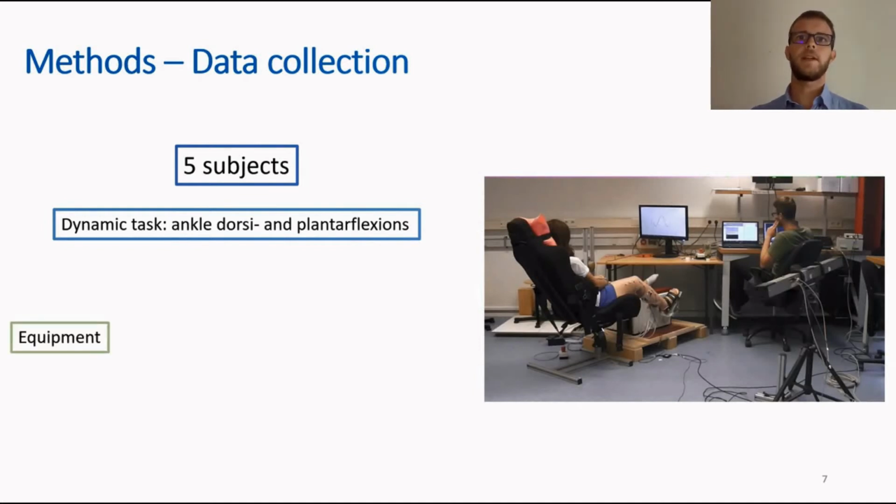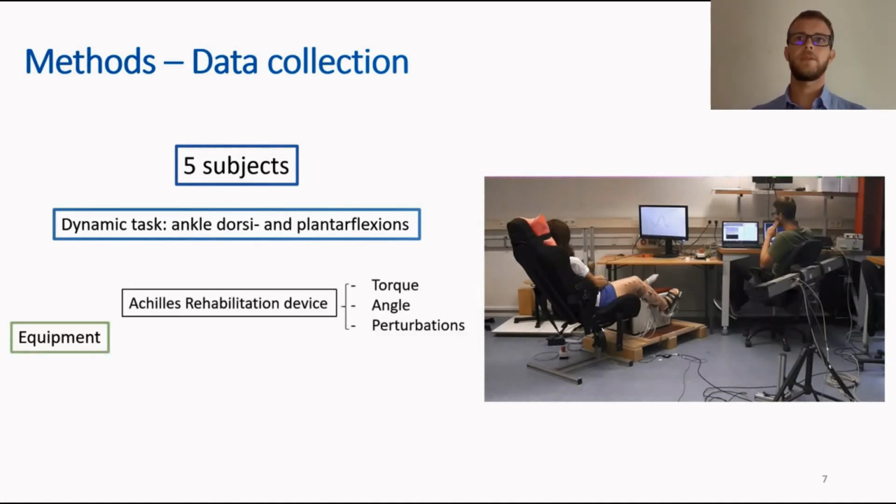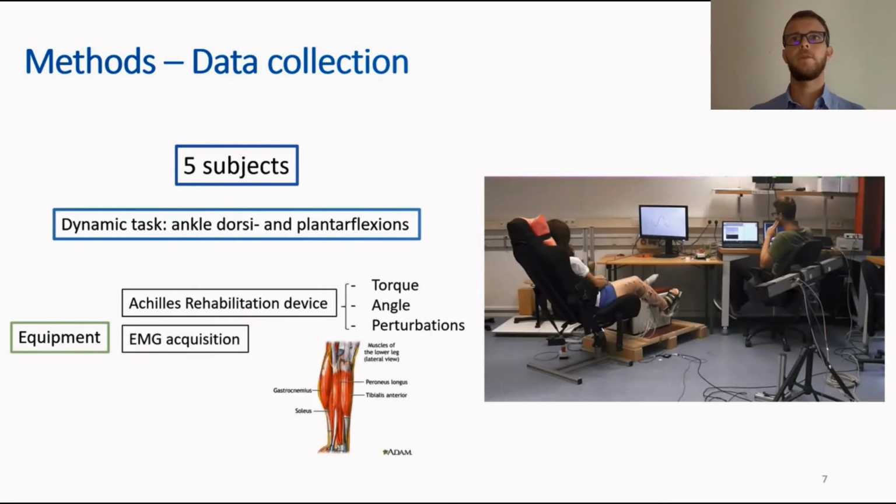Regarding the equipment, a dynamometer capable of applying perturbations was used to measure joint torque and angle while the joints were perturbed. The perturbation we used was a pseudo-random binary sequence with an amplitude of 1.5 degrees. EMG signals from 5 lower leg muscles were acquired. A motion capture system was used to track the knee angle.